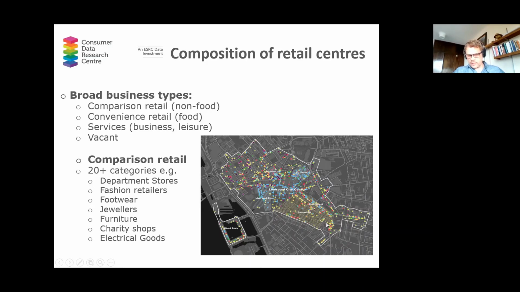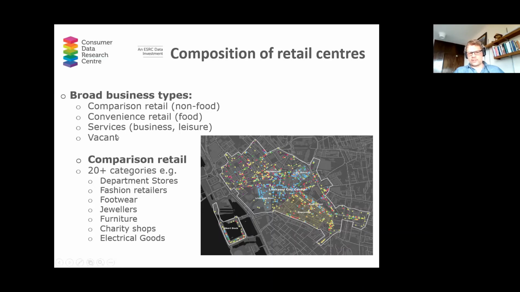This is Liverpool city centre with all the retail units. They're shown in blue, and they occupy the primary retail area and are spatially clustered quite nicely. Then we have convenience retail, shown in green. There are not that many of them, so they're scattered around. These are the supermarkets and convenience stores.